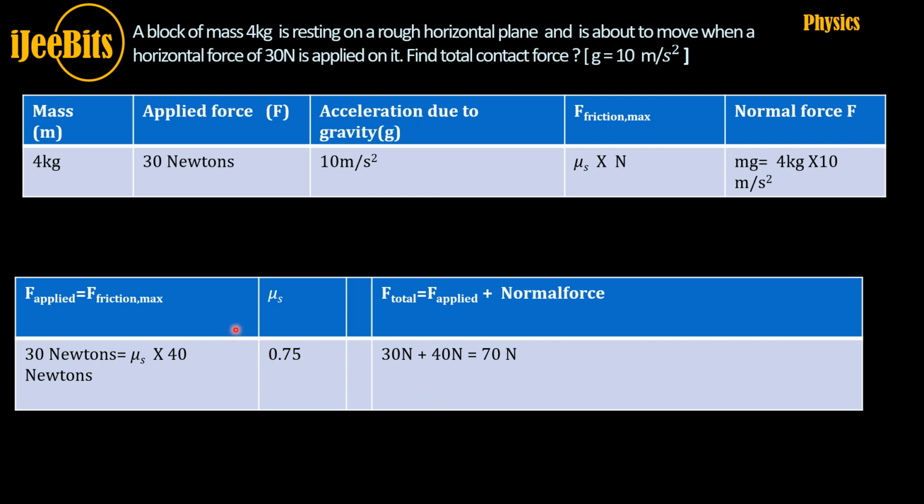Now we calculate the total contact force when the block is about to move. Since the applied force is equal to the maximum static friction force, the total contact force is the resultant of the friction force and normal force. So we combine 30 newtons and 40 newtons, and we get 50 newtons. The total contact force acting on the block is 50 newtons.